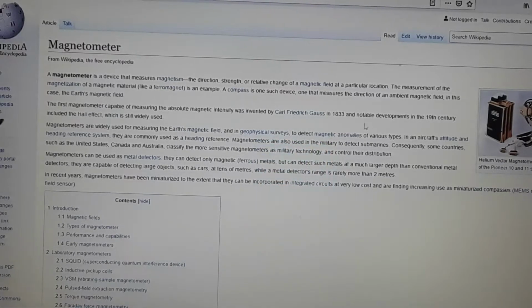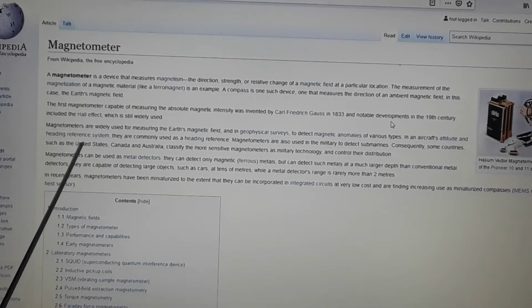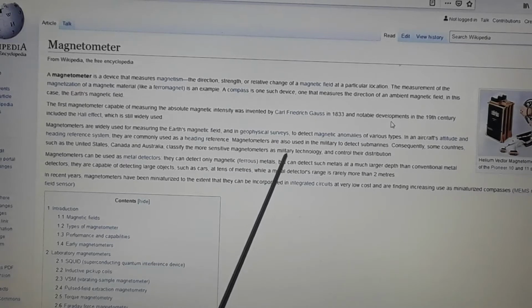The magnetic variation. All right. Magnetometers are used in an aircraft's attitude and heading reference system. They're commonly used as a heading reference. Magnetometers are also used in the military to detect submarines. Consequently, some countries, such as the United States, Canada, and Australia, classify the more sensitive magnetometers as military technology and control their distribution. Well, that's interesting.